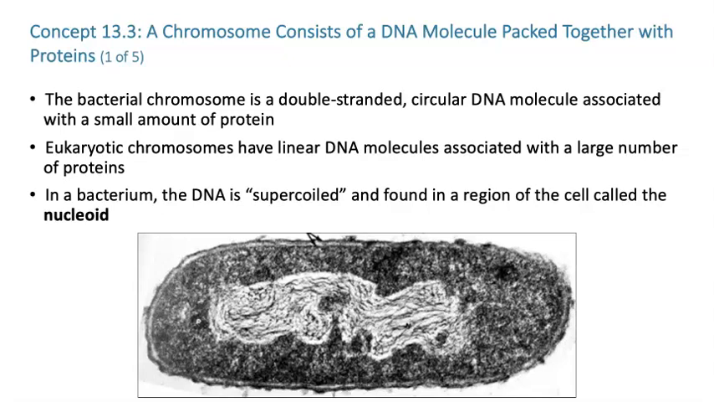In bacteria, DNA is supercoiled, meaning it's highly coiled, and it is found in a region in the center of the cell called the nucleoid. And when it does that supercoiling, it in fact is coiling around some of those proteins.